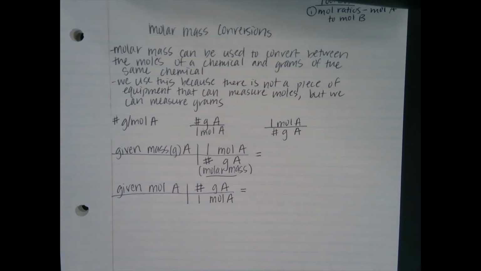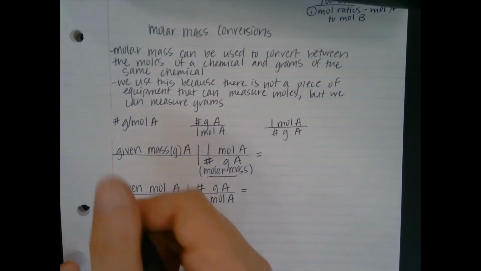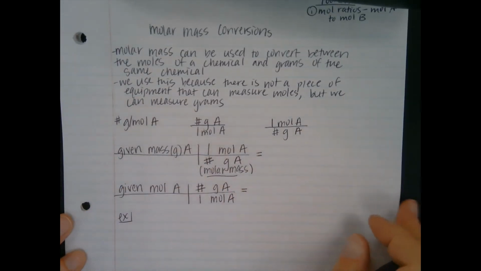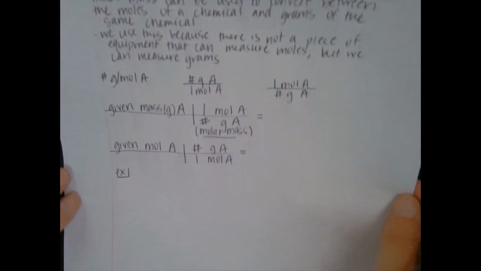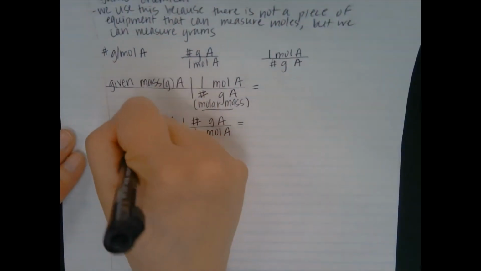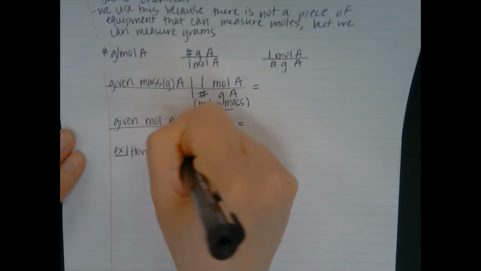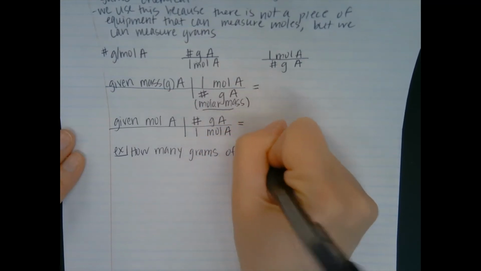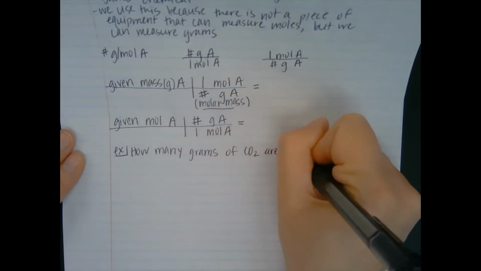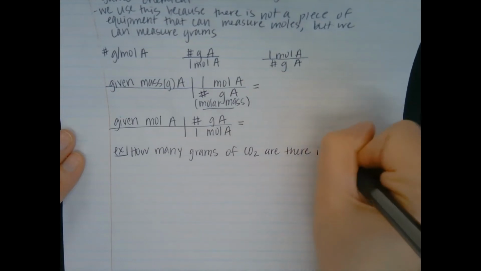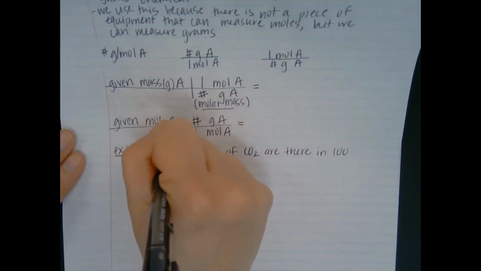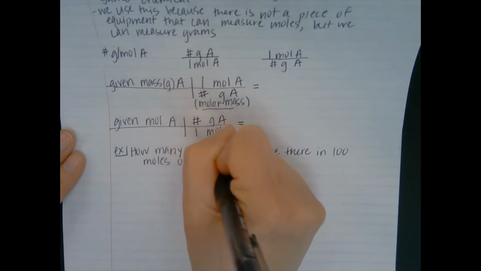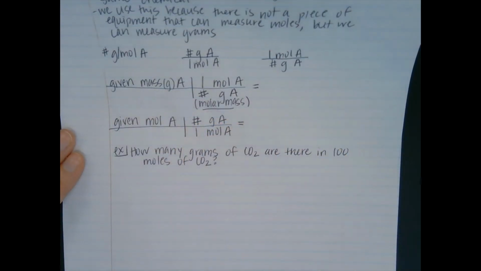So those are kind of like the general conversation about units and where they need to go based on what you're trying to find, okay? So now let's actually look at an example. I'm going to move my paper up here. Example. How many grams of CO2 are there in 100 moles of CO2? So this is kind of the first example we're going to solve.